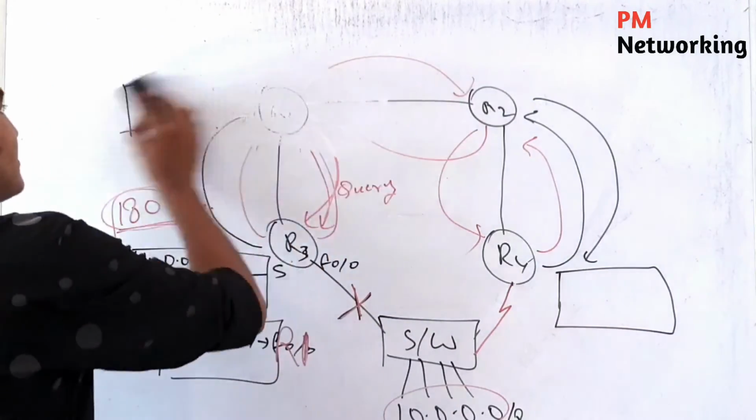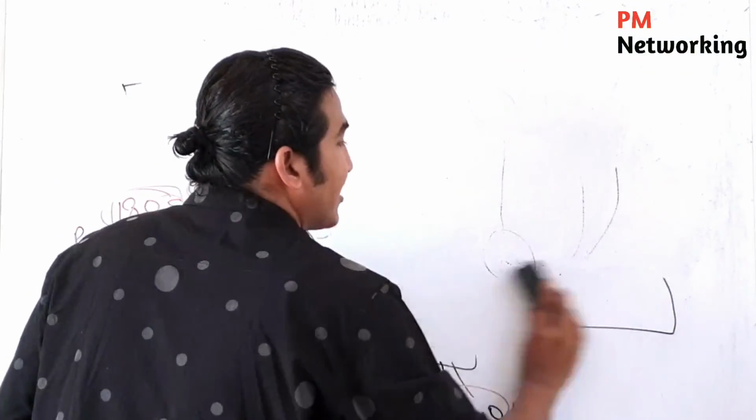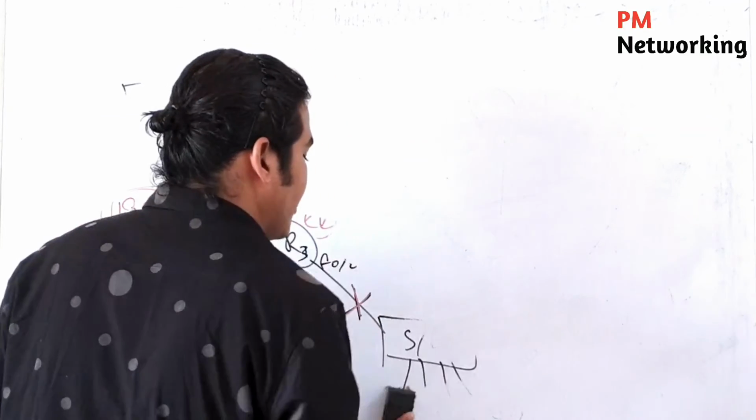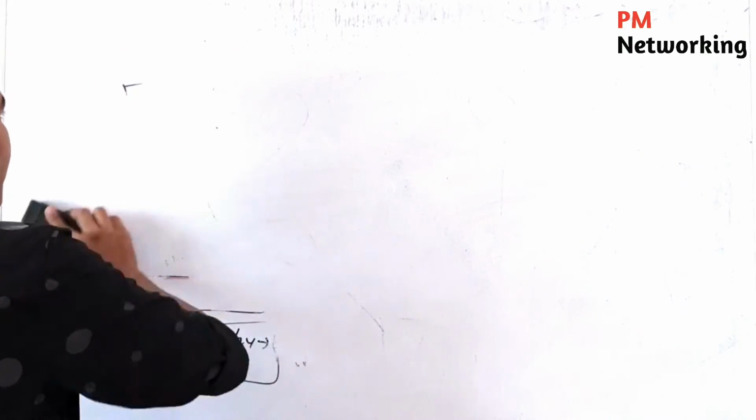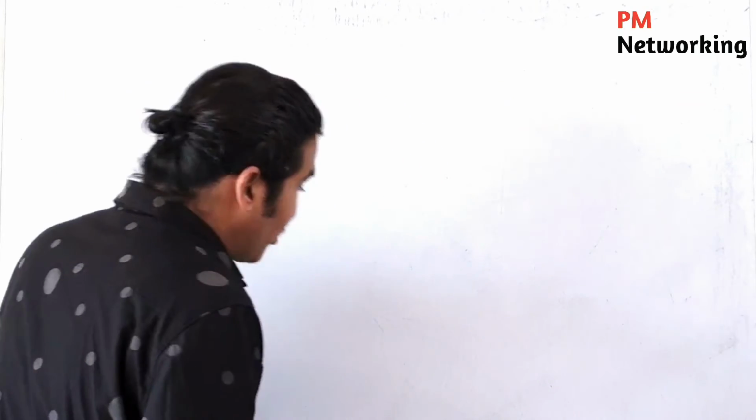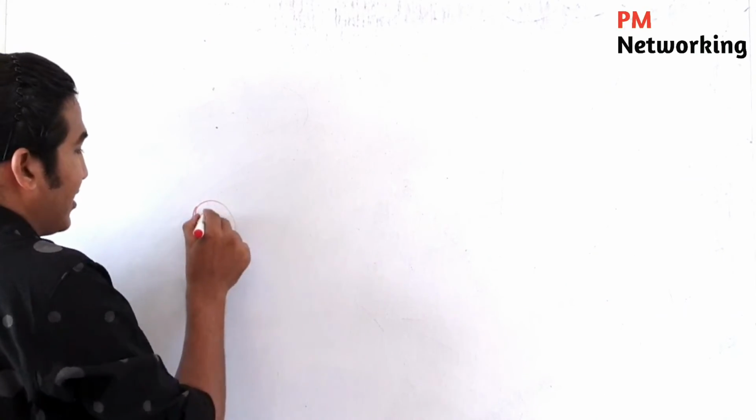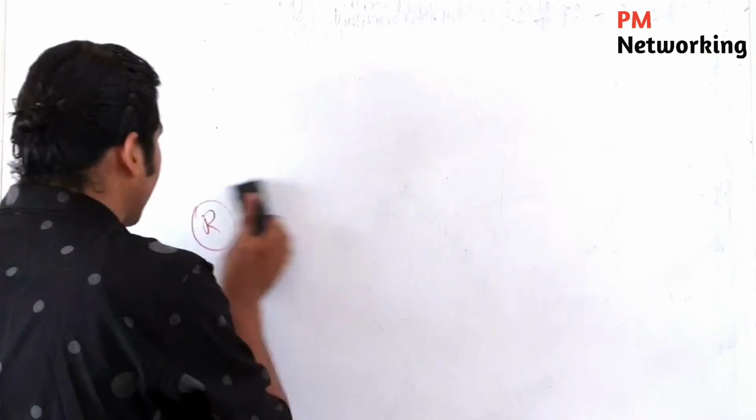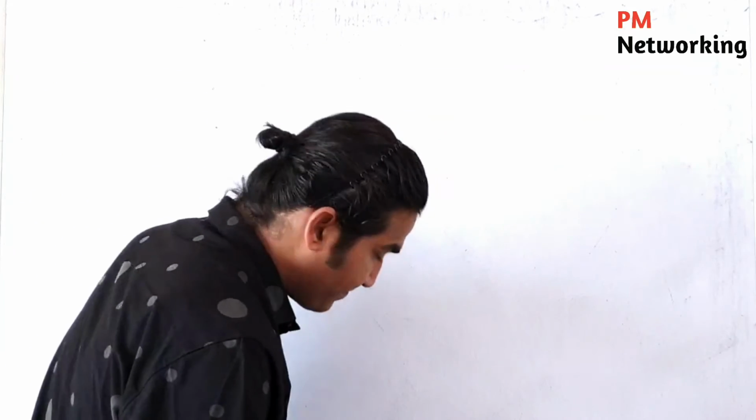Let me make it more clear with one more diagram. Okay, suppose we have a topology like this. This is my R1. No, let me change the color of the paint.